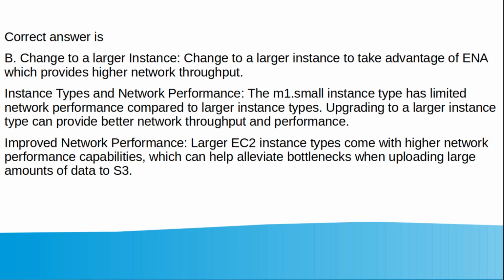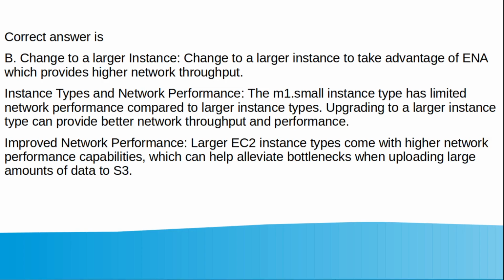Correct answer is B. Change to a larger instance to take advantage of ENA, enhanced network adapter, which provides higher network throughput, instance types, and network performance. The M1.small instance type has limited network performance compared to the larger instance types. Upgrading to a larger instance type can provide better network throughput and performance.